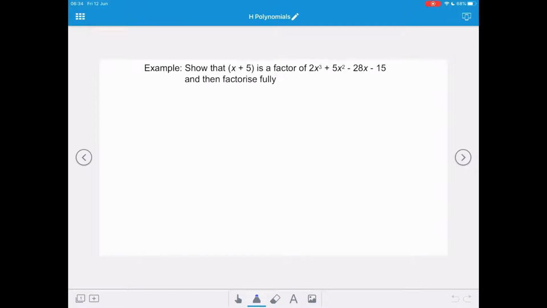So in this example, we want to show that x plus 5 is a factor of 2x cubed plus 5x squared minus 28x minus 15, and then factorize fully. Our factor theorem states that for a factor of x minus a, f of a is going to equal 0. So that means that we want to find f of negative 5, and it should equal 0 if x plus 5 is a factor. Our polynomial is in descending powers of x, so we can set up our nested form with 2, 5, negative 28 and negative 15. And our divisor is going to be negative 5.